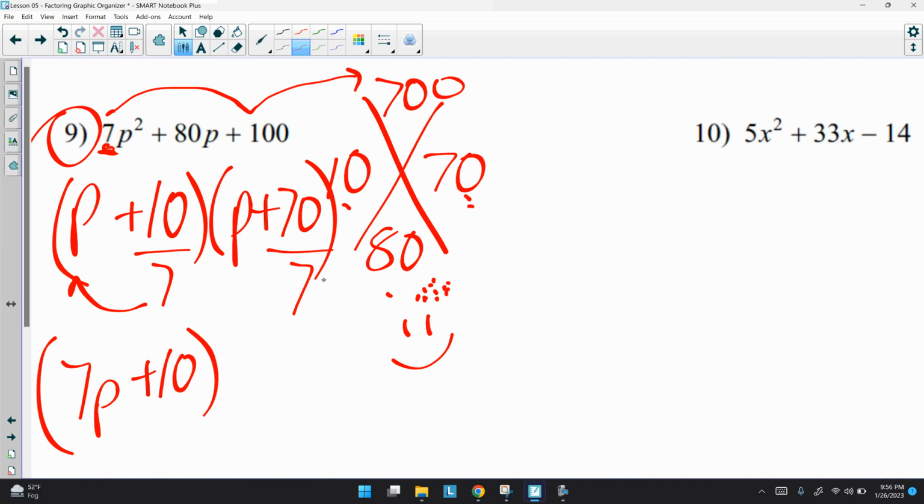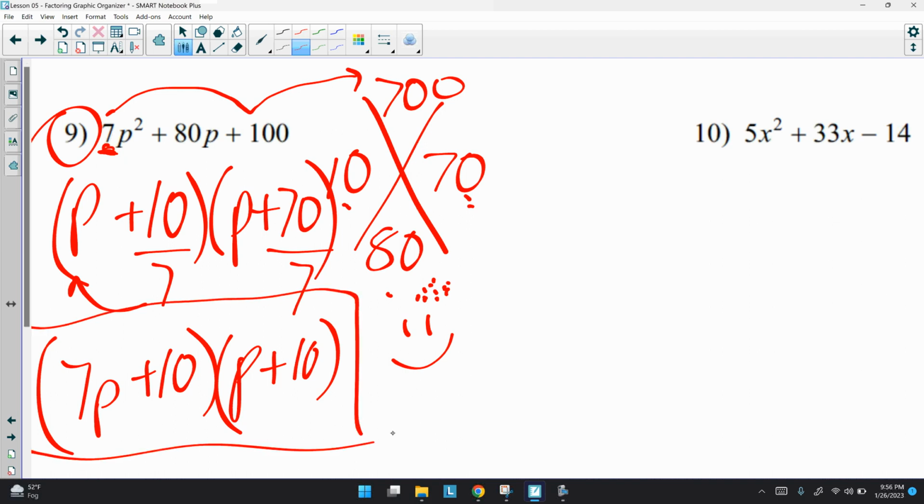And again, doing some quick math. 7P squared. 10, 70 makes the 80. 10, 10, 10. Yep. Man, that was easier than I thought it was going to be. Again, as always, pause video as you see fit.